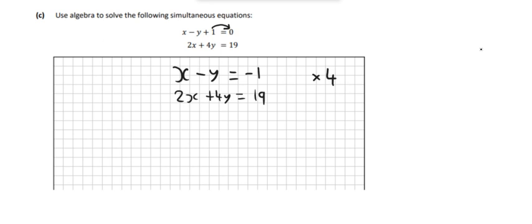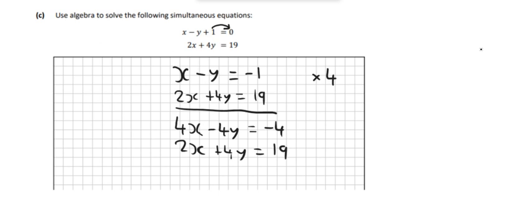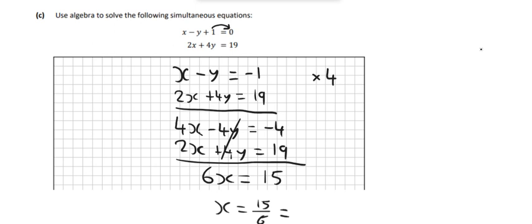So I'm going to multiply all of the top line by 4. So everything on the top line gets multiplied by 4. So 4x minus 4y is equal to minus 4. Then I get, should have put a line there. Bottom line doesn't change at all, so 2x plus 4y is equal to 19. The y's will cancel out then, so I get 6x is equal to 19 minus 4 is 15. So x is equal to 15 over 6, and that's the same thing as 5 over 2. So 5 over 2 is my x.